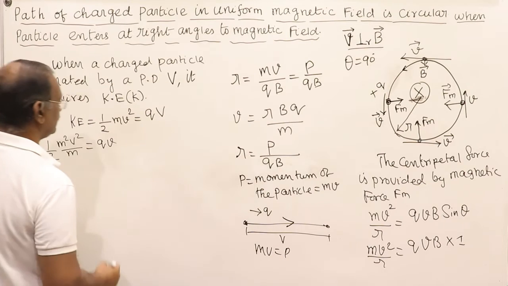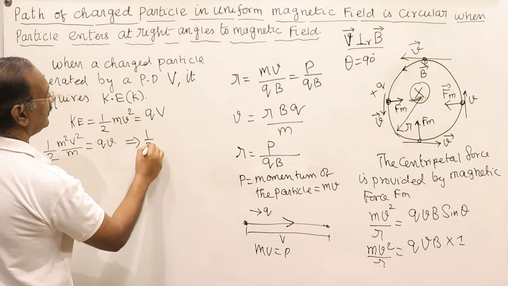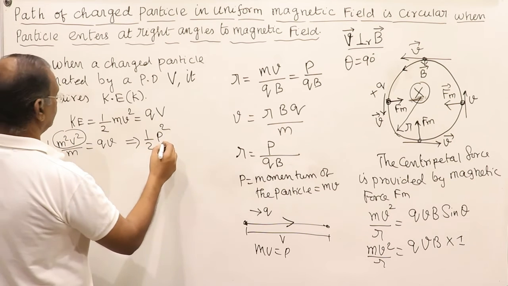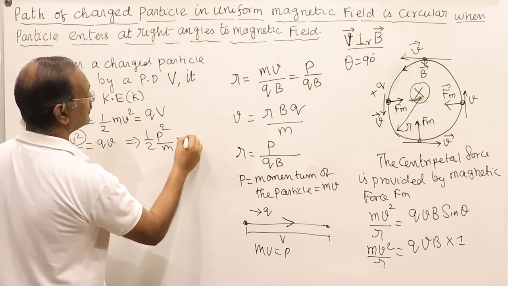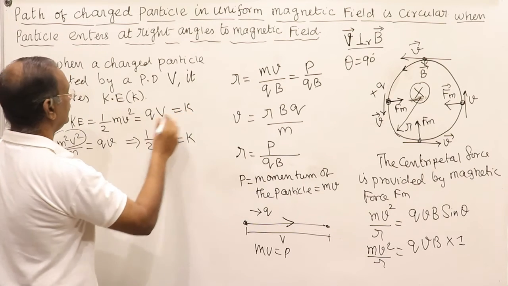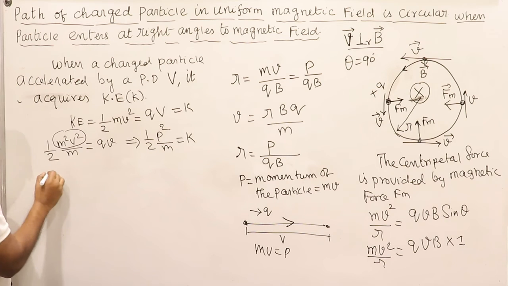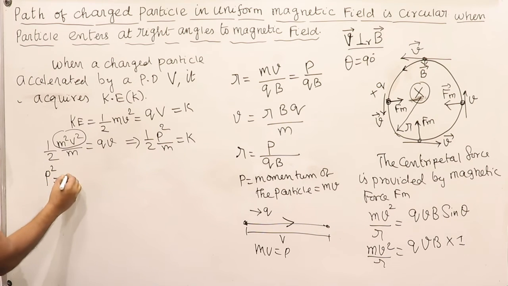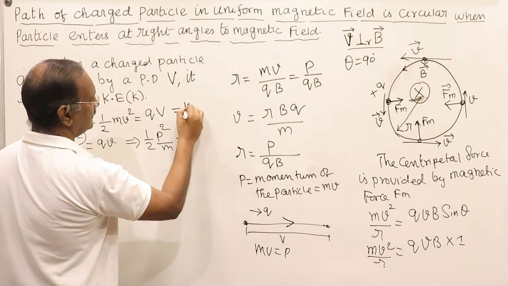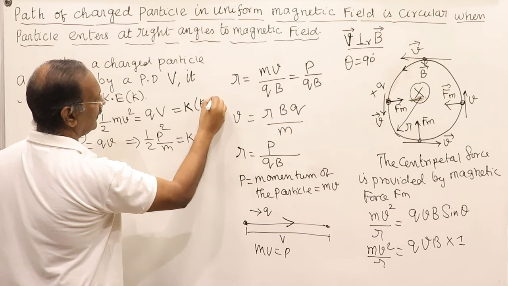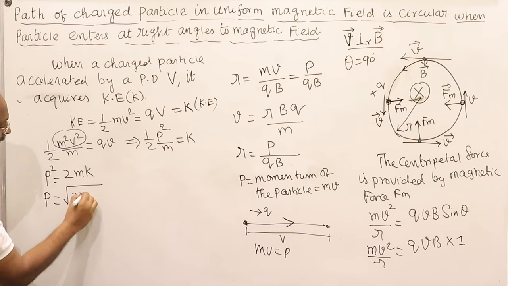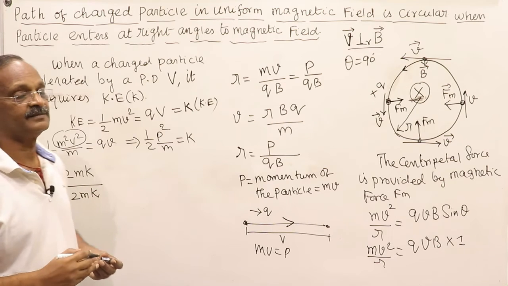Here mv is equal to p, and m square v square is equal to p square. That is half into p square by m, which is equal to kinetic energy, because qV is equal to kinetic energy K. So p square is equal to 2mK, where K is the kinetic energy of the particle, or p is equal to under root 2mK. This is the expression for the momentum of a particle.